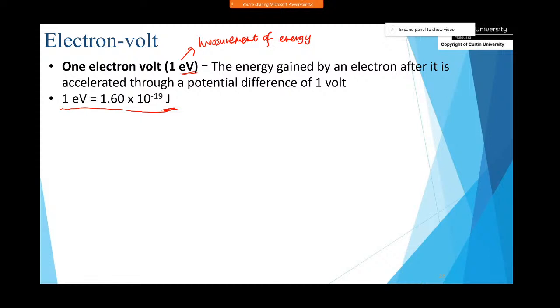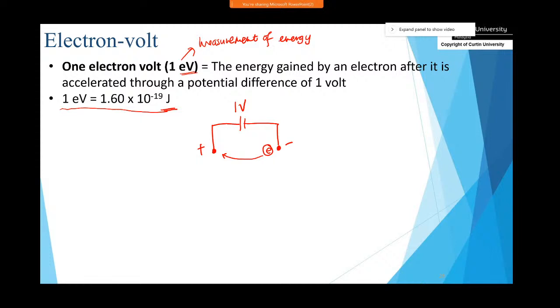It's actually described as the energy gained by an electron after it is accelerated through a potential difference of 1 volt. So let's say you attach 2 points with a 1 volt battery, so here becomes the positive point and here becomes your negative point. Based on Coulomb's law, we know that the electron here will be attracted to the positive terminal, right?